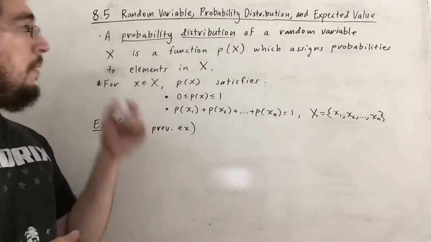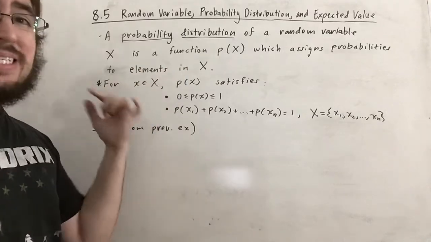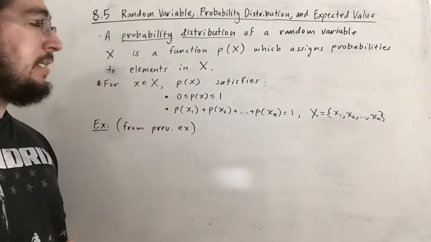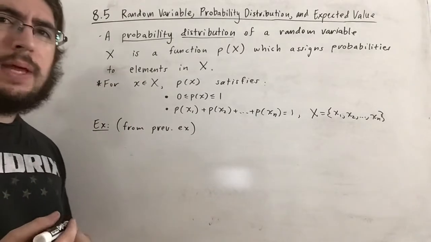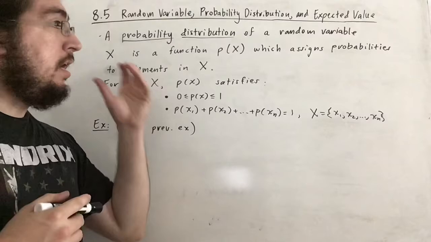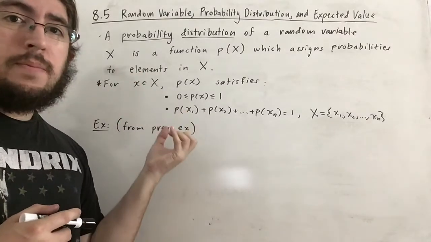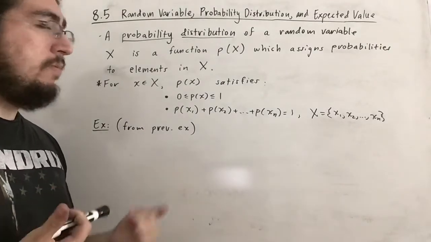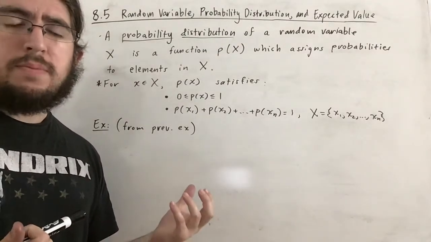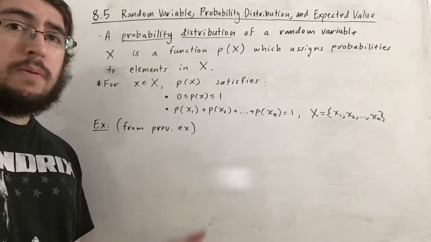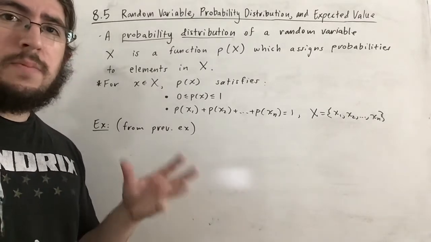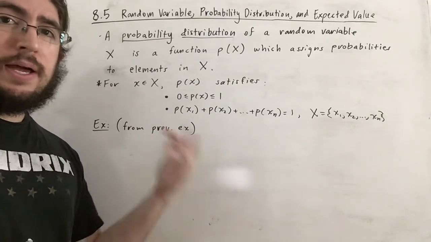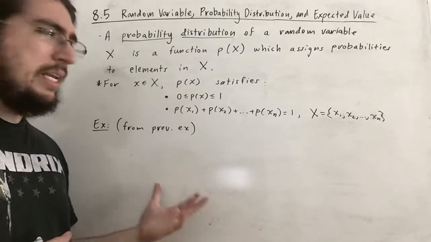Alright, so now we say a probability distribution of a random variable x is a function p of x, which assigns probabilities to each element in x. So we're taking the probability of a certain number, and that number is an element in the set of the random variable x. We'll see how we find those probabilities, but it's basically the way we found probabilities previously. It's just the number of things that correspond to that element divided by the number of things in the sample space. We'll get to that in the example here.